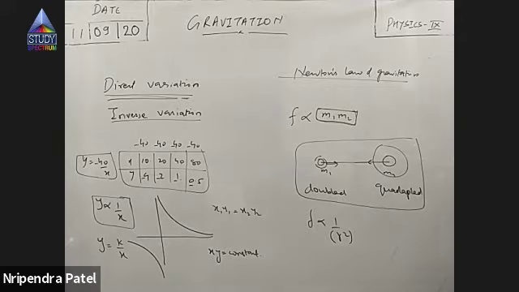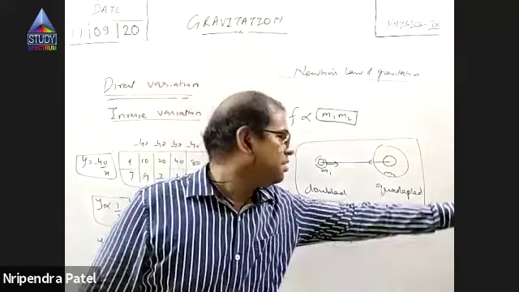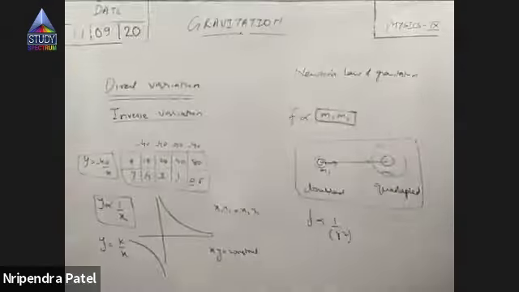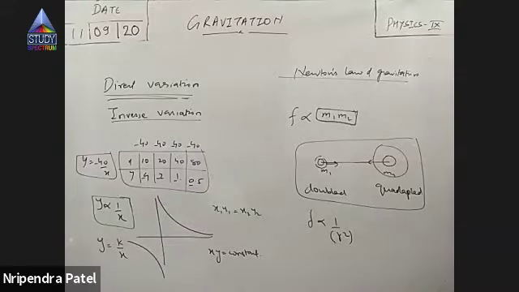If the distance between the two masses is tripled, what will happen to the force between them? 1/9. 1/9 times it will be. Right? Clear now? Yes, sir.